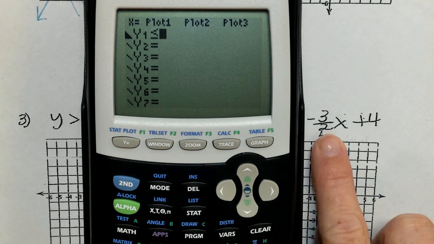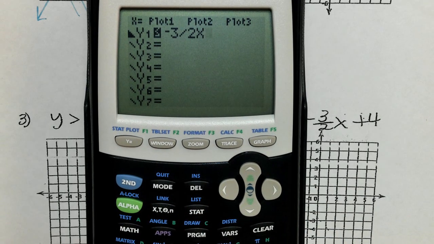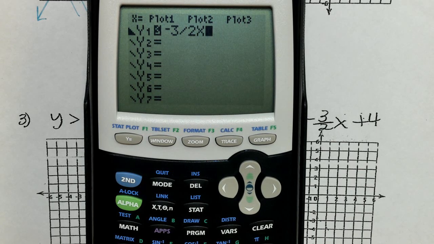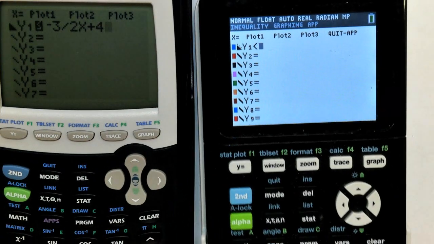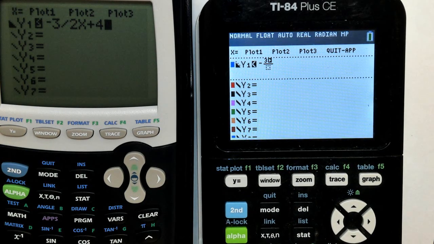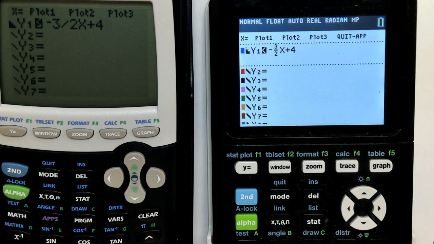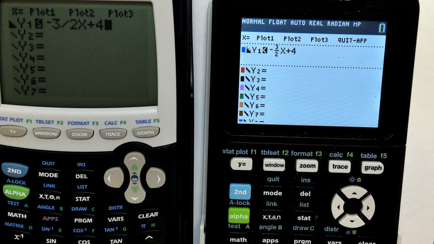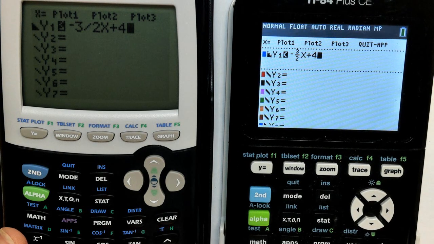I will put in -3 divided by 2x. Is that still a fraction? Yes, plus 4. And then if you have my calculator, you can still use your alpha y equals button. Where am I going to go to get the coordinates to graph?